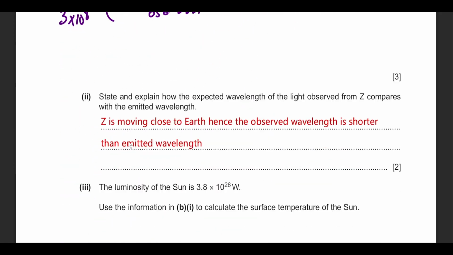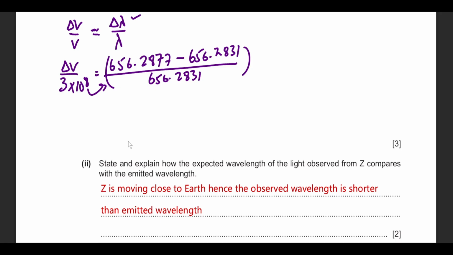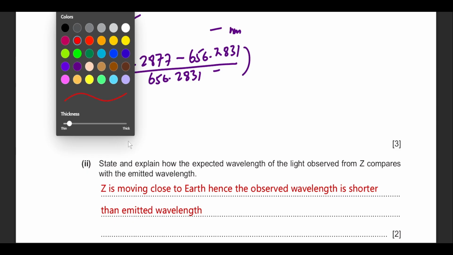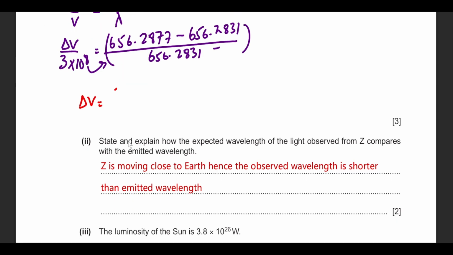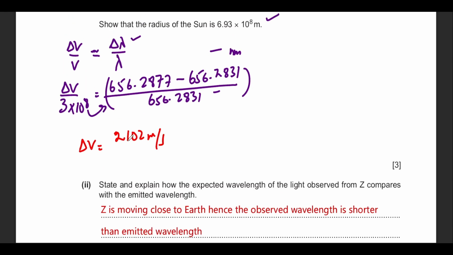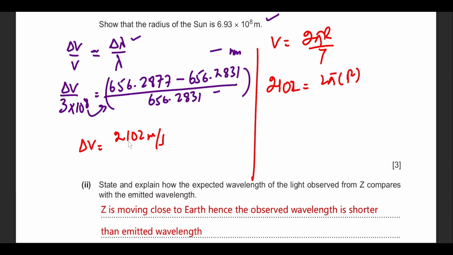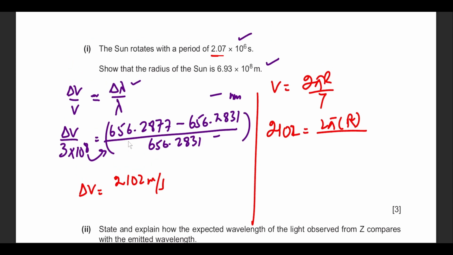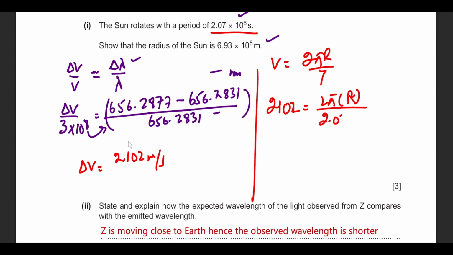Okay. All right. So this goes over there and gets multiplied. The reason I've not added nanometers is because they are in the numerator and the denominator, so the effect will be cancelled out. We're left with delta v equals 2102 meters per second. And now we use the formula v equals 2 pi r divided by T. This will be 2102 equals 2 pi times r, which is what we need to find, divided by T, which is given to you as 2.07 times 10 to the power 6. And your r comes out as exactly 6.93 times 10 to the power 8 meters.